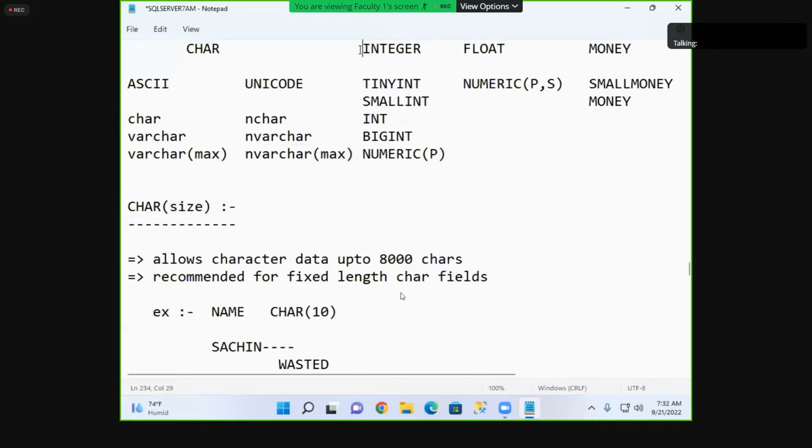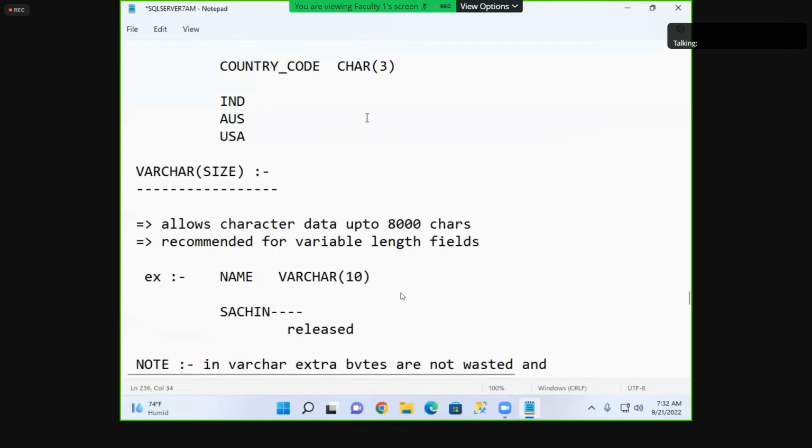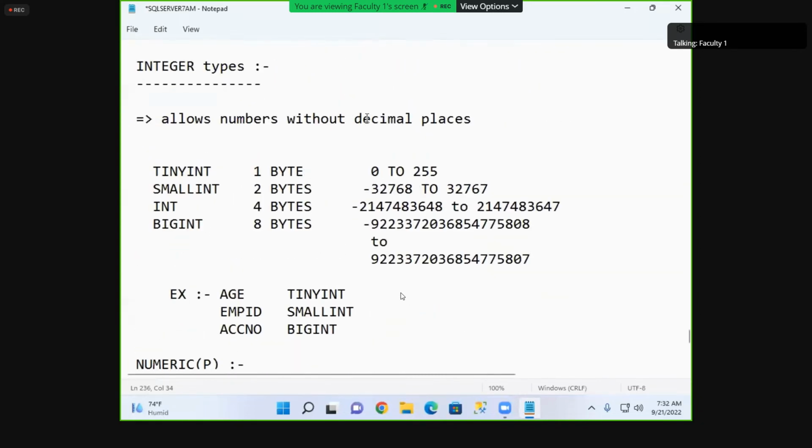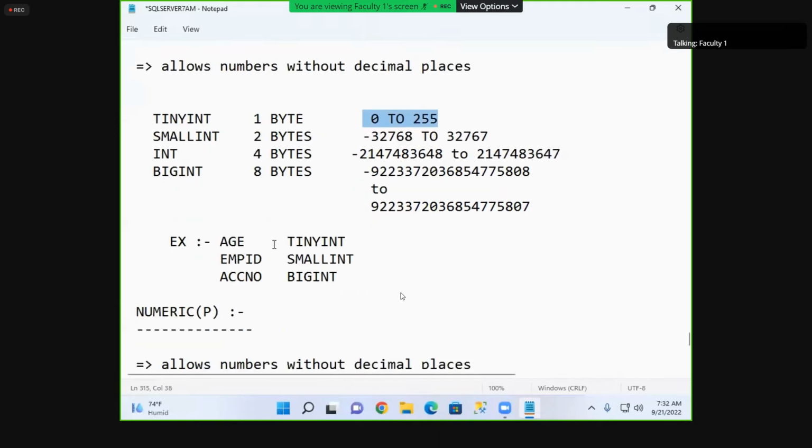Next, this is for integers: tiny int, small int, big int. So what is the range here? When we use tiny int, the value is between 0 to 255. The best example is age. I want to store age in the database. Age cannot be more than 255. So then use what? Tiny int.